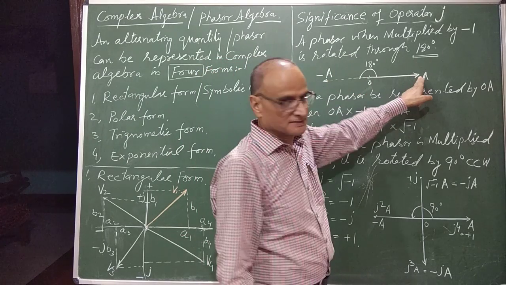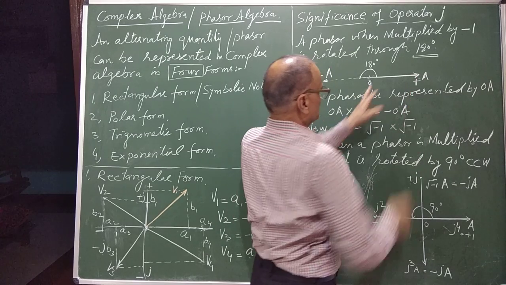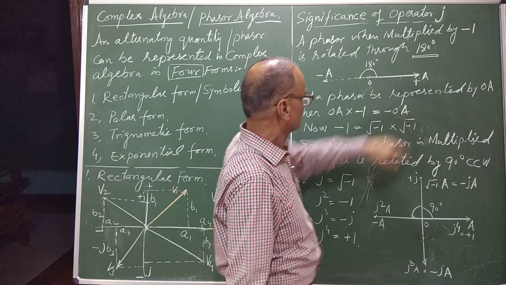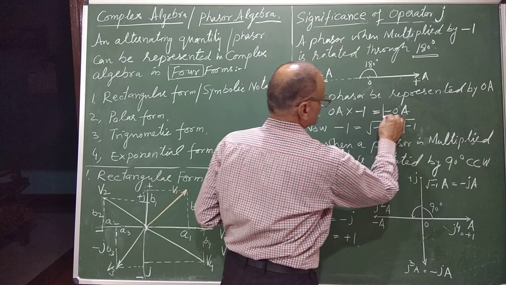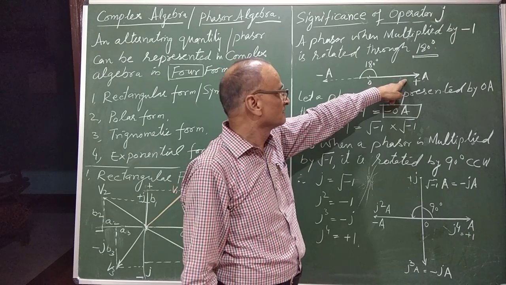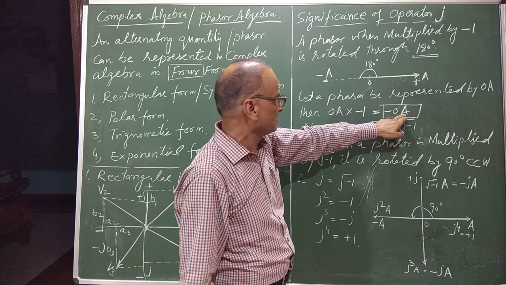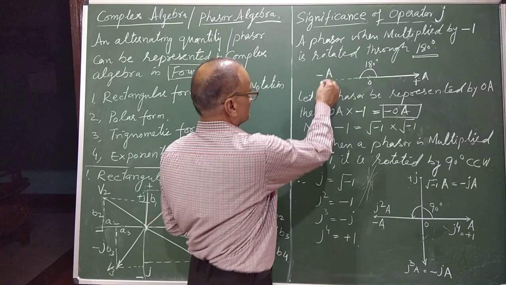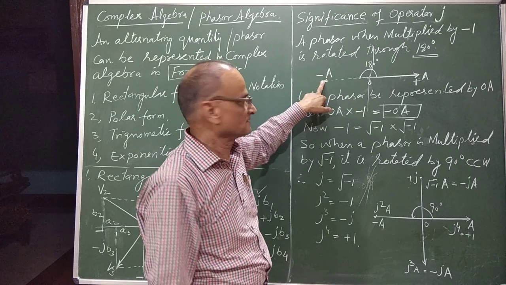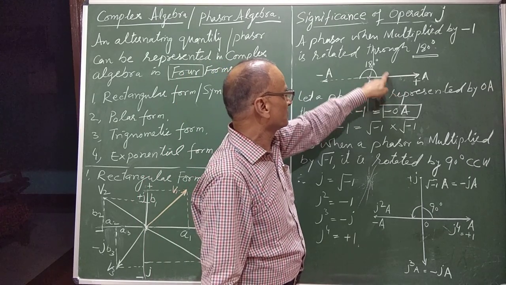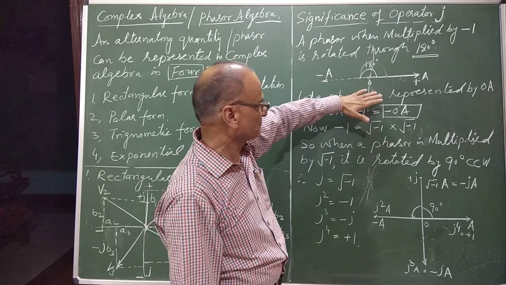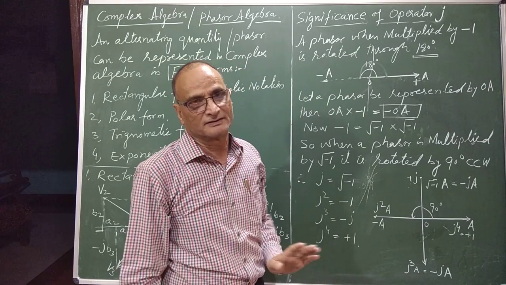Suppose OA is a phasor and this is a positive phasor. If I multiply OA by minus 1, then the vector will become minus OA. If a phasor is multiplied by minus 1, its magnitude becomes minus OA, and it is plotted on this side, because the minus side is on this side, negative also on this side. So a phasor when multiplied by minus 1 is rotated through 180 degrees. This is a very important point. A phasor when multiplied by minus 1 is rotated through 180 degrees.